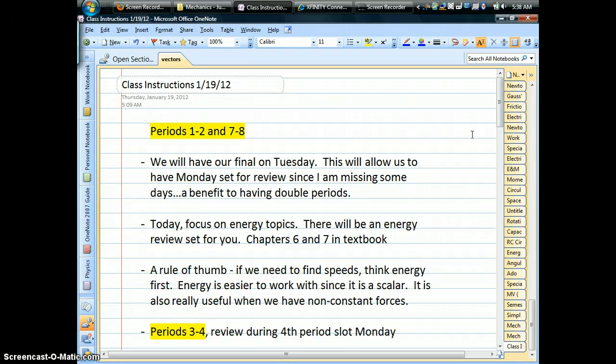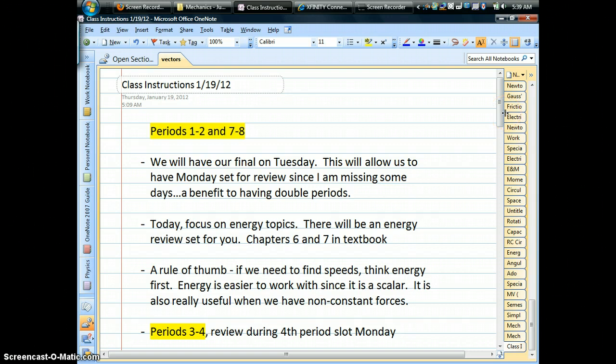One thing we need to do for periods 1, 2, and 7, 8 is make sure that we know our final. Let's just do that on Tuesday. That'll leave Monday open during our time slot, I guess that would be first period, as well as 7th period, and we can use those for review if you can make it in. We'll take advantage of our double periods. For the 3-4 class, we'll do the same thing. We already know our finals on Wednesday, but that 4th period slot on Monday we can use for review if you want to come in.